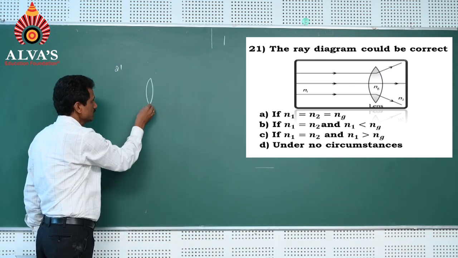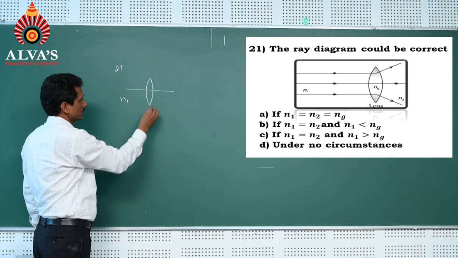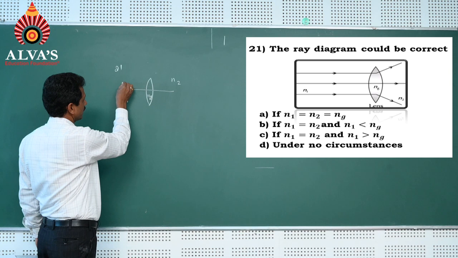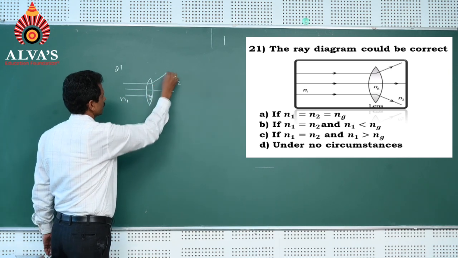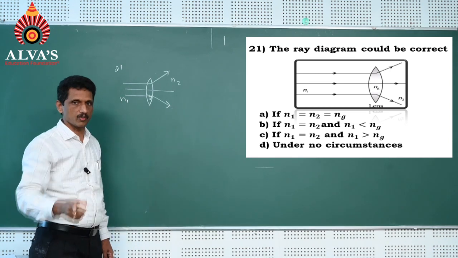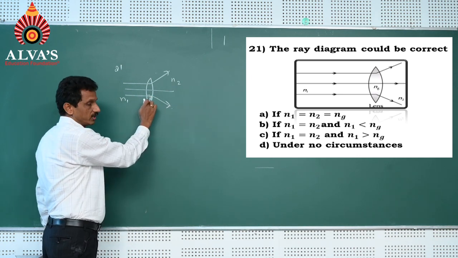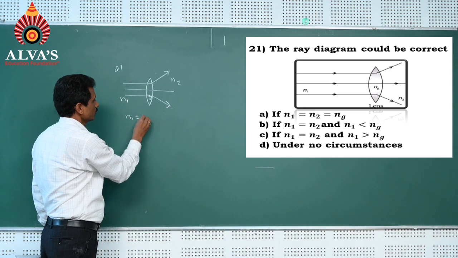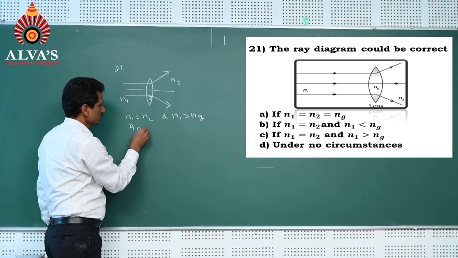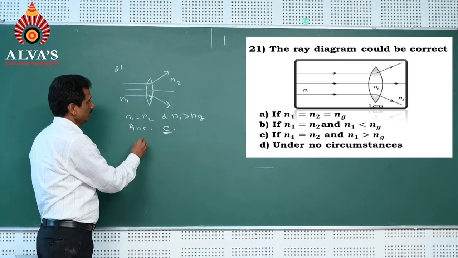See the diagram. The lens is placed in another medium. Refractive index of this medium is N1. Refractive index of the glass is Ng. Refractive index of this medium is N2. From the diagram, the incident ray is parallel, the refracted ray diverges. That means the convex lens behaves as a diverging lens. Therefore, the refractive index of the surrounding medium is greater than the refractive index of the glass. Therefore, N1 equal to N2 and N1 is greater than Ng. Here the answer is C. Correct option is C.